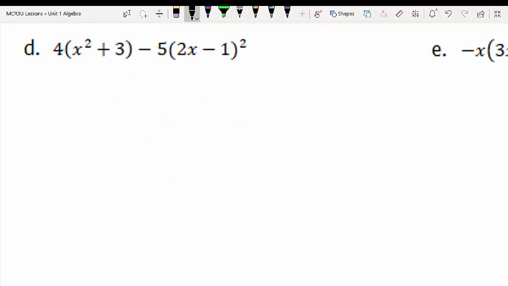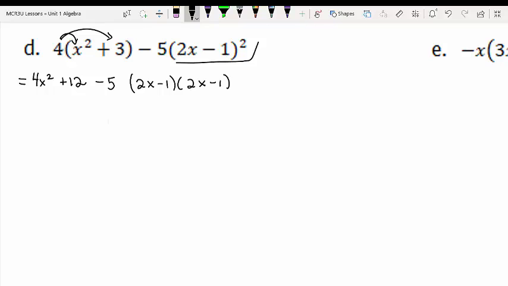Okay, part D. So we have distributive property that we need to do first. We need to distribute that 4 amongst everything inside of the first set of brackets. Then we also need to expand this. Okay, we've got an exponent of 2 on the outside of that bracket, so we basically need to replicate that bracket. Let's go ahead and do all this. So 4 times x squared is 4x squared. 4 times 3 is 12. Okay, so now I'm going to expand this. So 2x minus 1 all squared just means take 2x minus 1 and multiply it by itself twice.